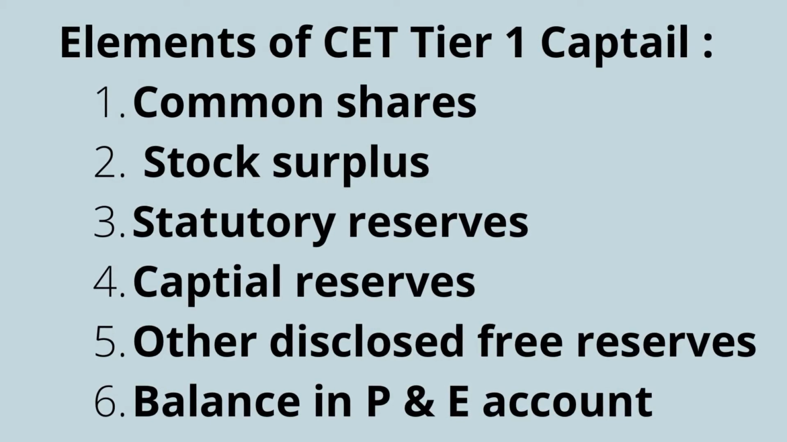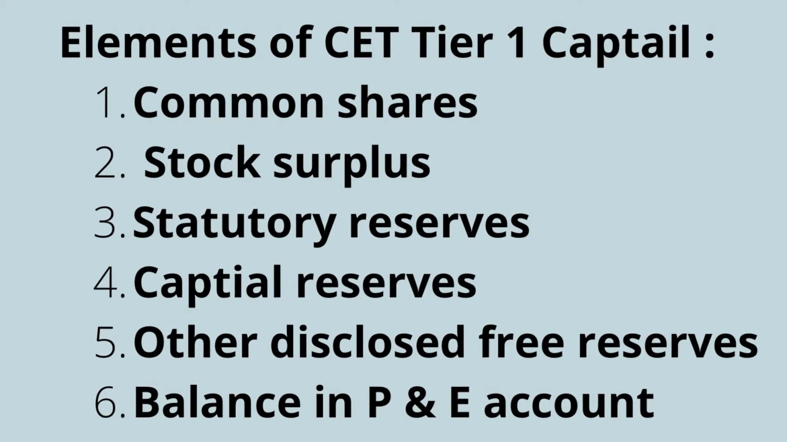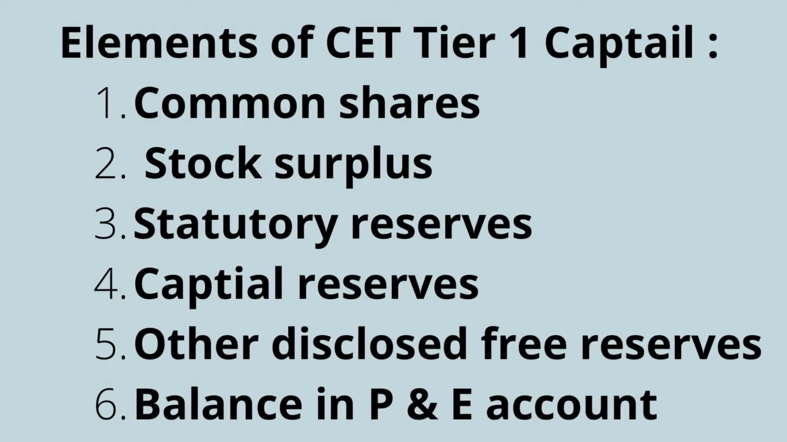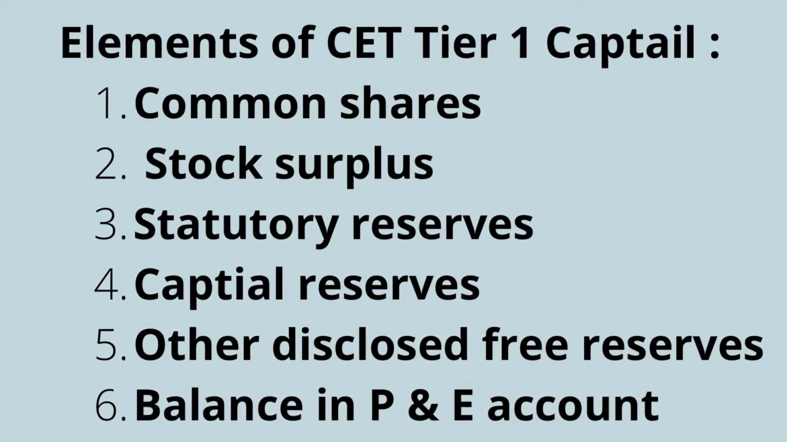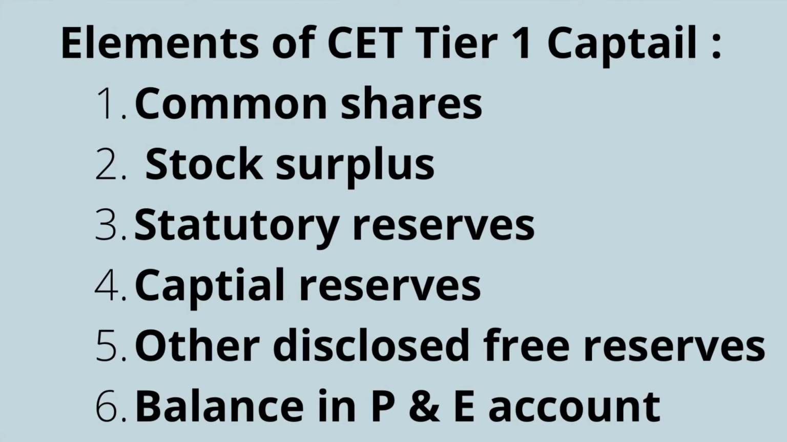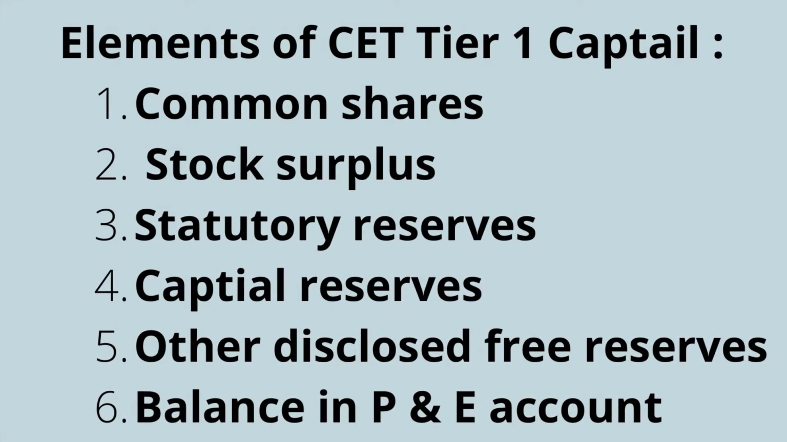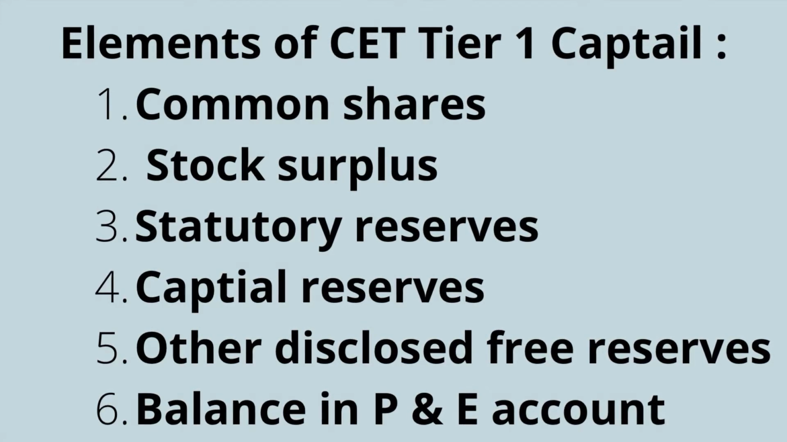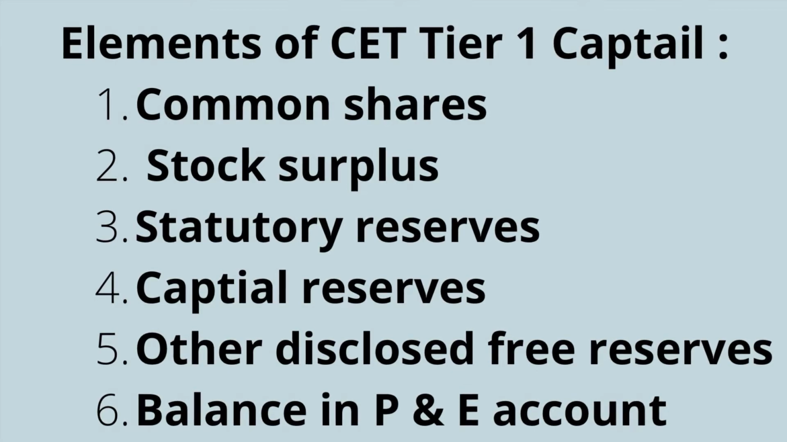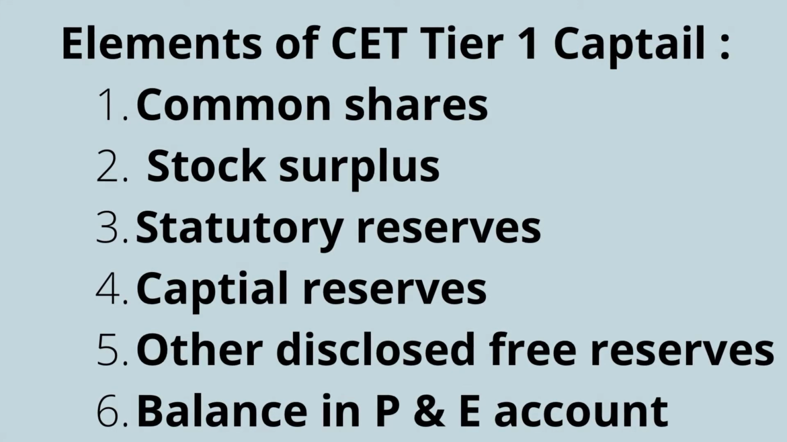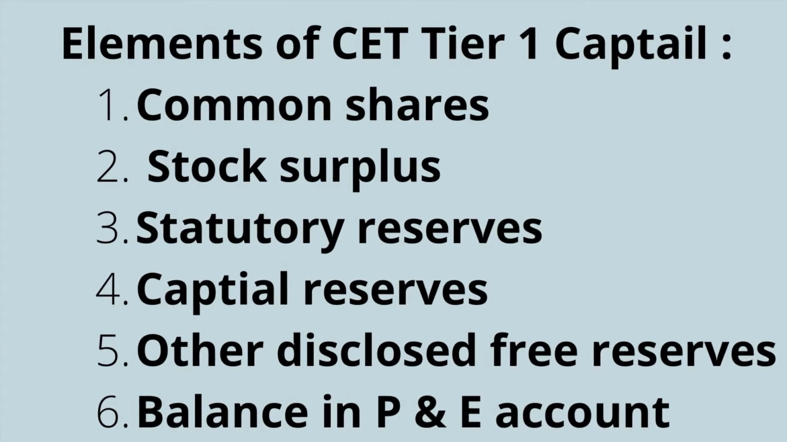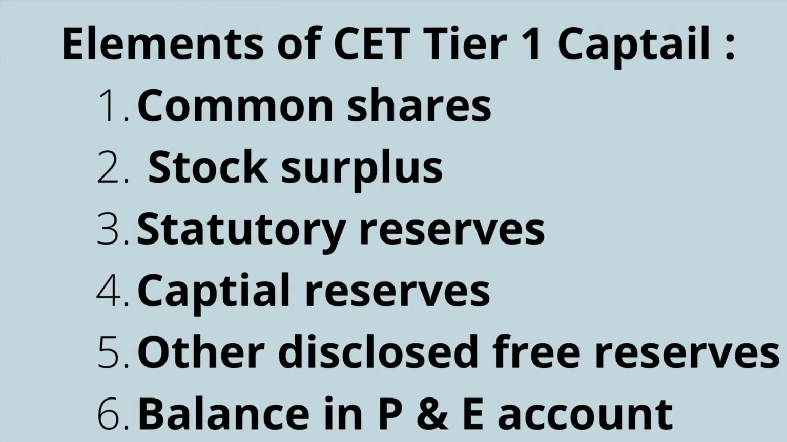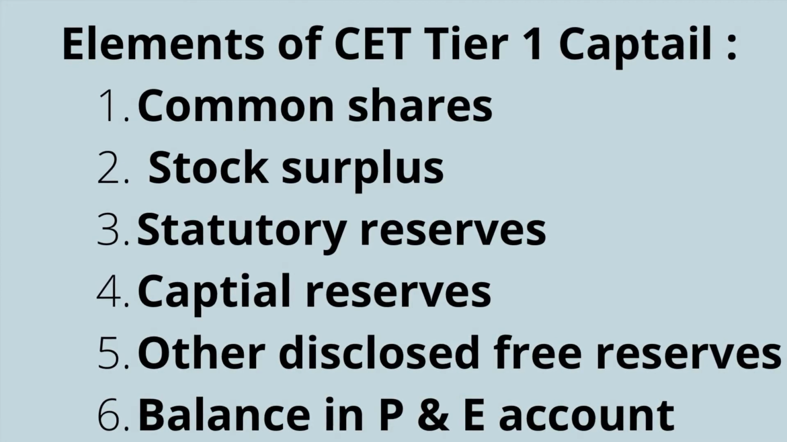So the elements of common equity tier 1 capital are common shares. The first one is common shares, which is issued by a bank, which meet the criteria for classification as common shares for regulatory purposes. And next one is stock surplus, which is resulting from the issue of common shares. Next one, statutory reserves. And next one, capital reserves representing surplus arising out of sale proceeds of assets. And next one, other disclosed free reserves if anything is there.